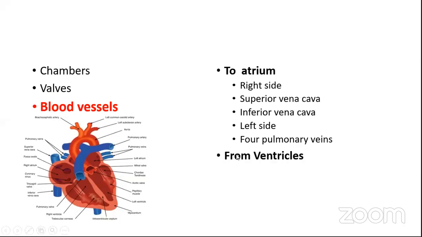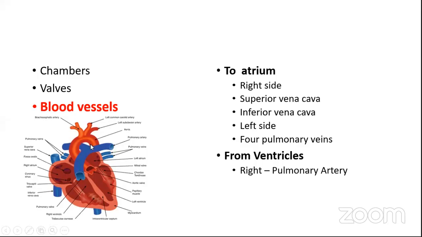Why did I put it here from the ventricles? These vessels take the blood from the heart, not bring the blood back to the heart, but rather take the blood from the heart to different areas. This is the left ventricle and the right ventricle. From the right ventricle, the blood is pumped into a blood vessel called the pulmonary artery. Already I told you this vessel is called the pulmonary artery.